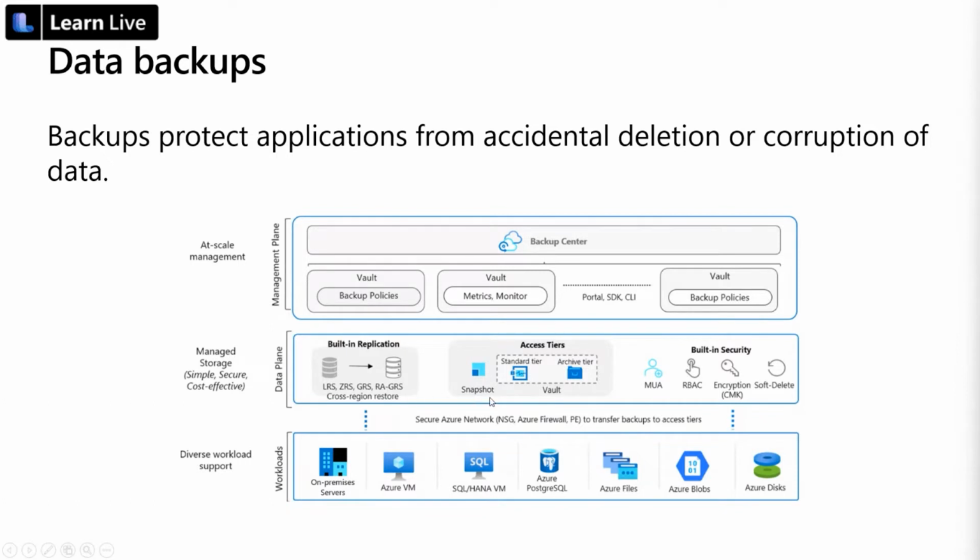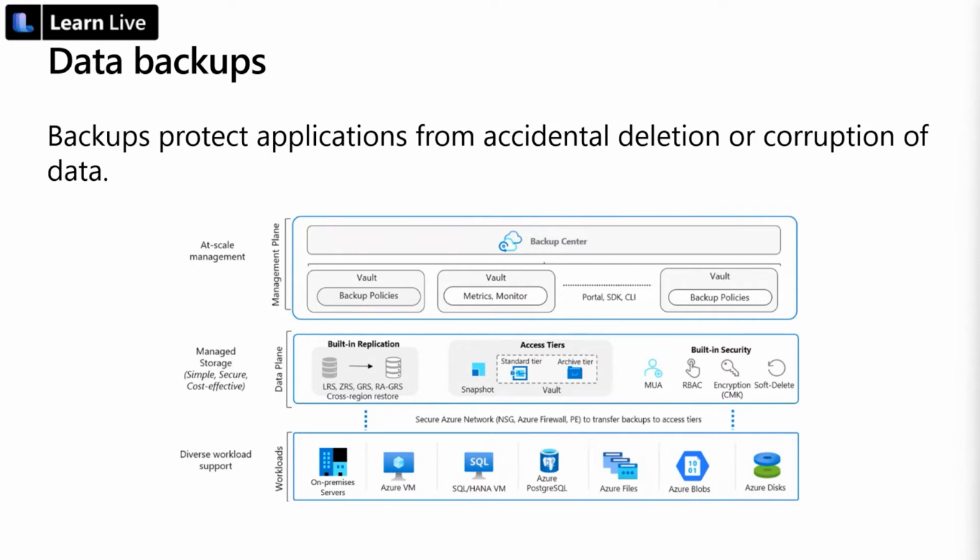GRS, geo redundant, so it's all important. And the best part is now we also have an archive tier here, so you can archive your backup vault for long-term storage. There are a couple of new things like multi-user authorization. Backup vaults are there for storing your backups, and you can use them in one subscription or multiple subscriptions, but there's no way yet of backing up across subscriptions.